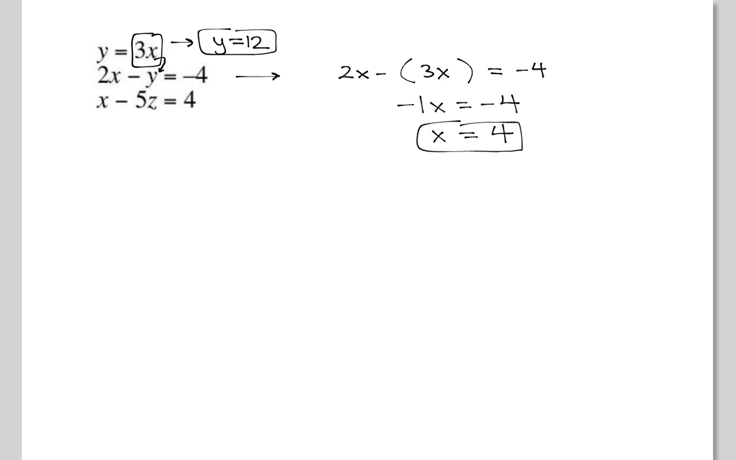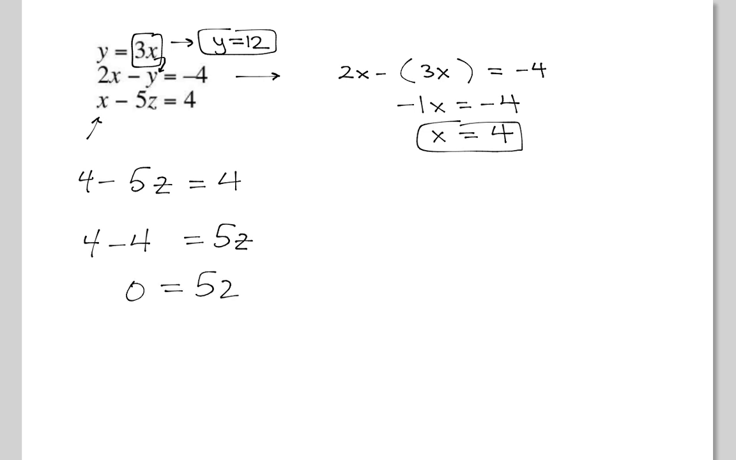Okay, and then once you know that x is 4, then you can go ahead and use the third equation and go 4 minus 5z is 4. And you can see that z is equal to 0. Bring the 4 to the left, the 5z to the right. 0 equals 5z. Z is 0. So actually not too bad at all.